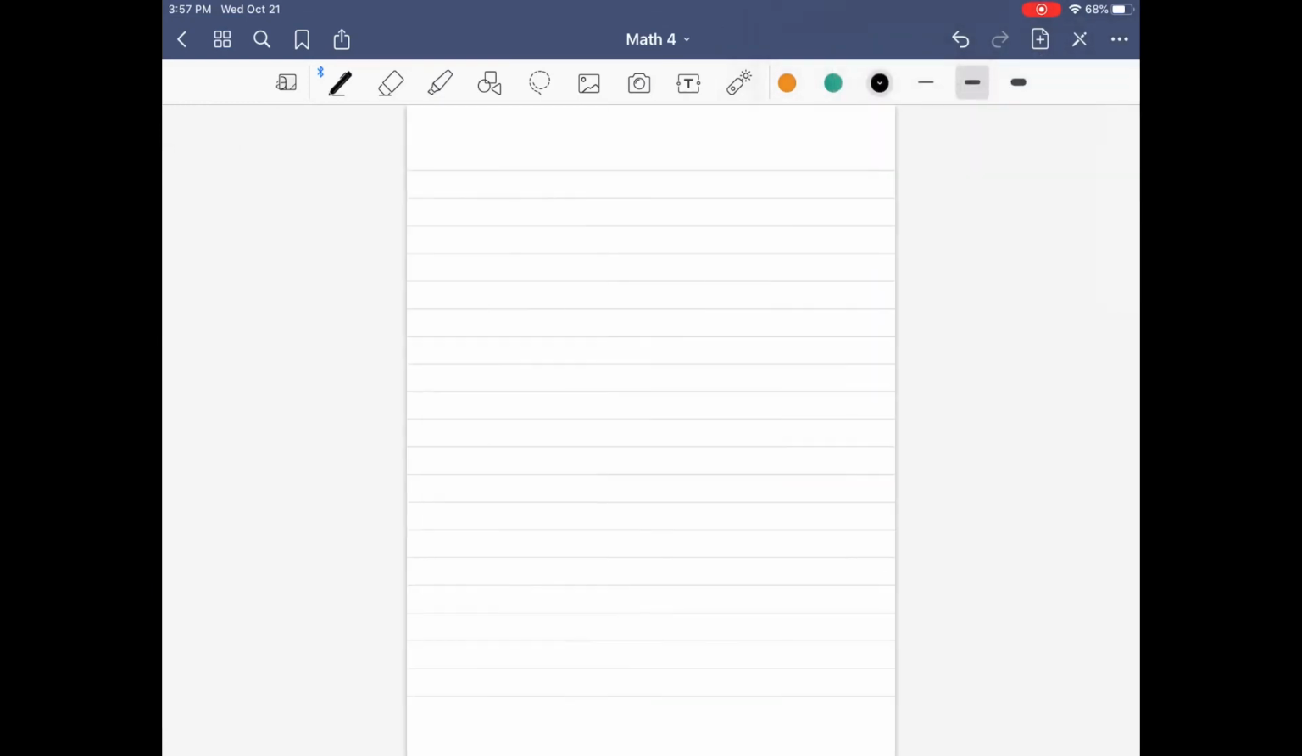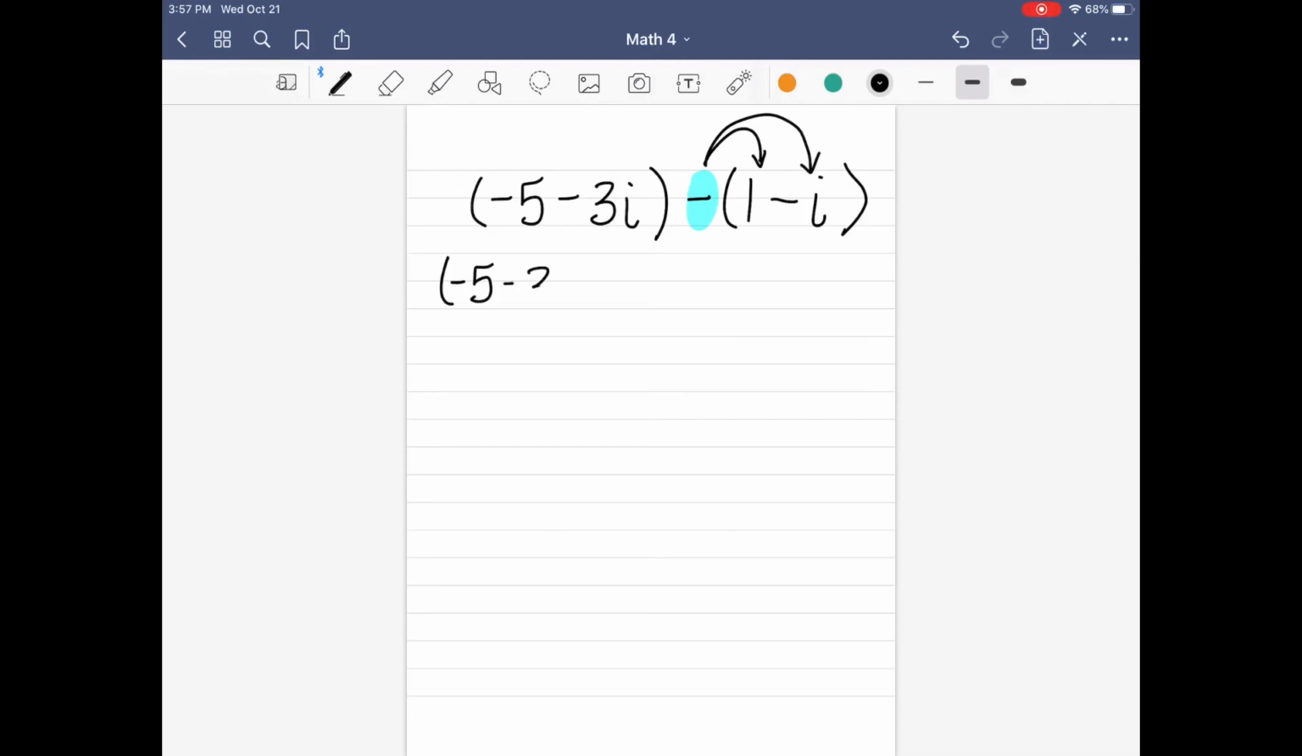All right, so I'm going to do one more example just to make sure we're all on the same page. So if I have -5 minus 3i minus (1 minus i). Okay, so again, I have that subtraction, so I'm going to make it easier on myself and distribute the negative. So I have -5 minus 3i plus, this is going to be -1 plus i, and then I'm going to combine like terms.